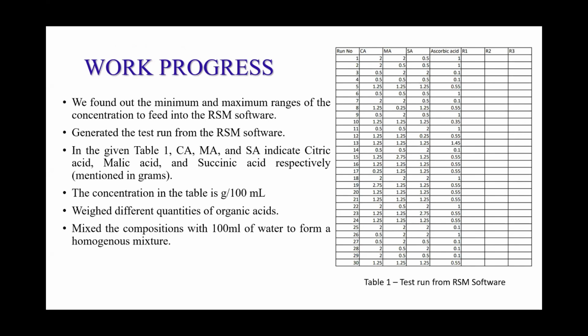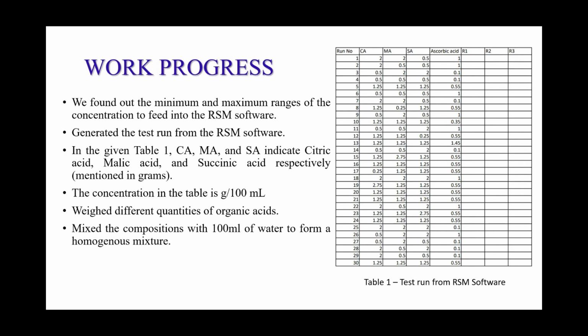Coming to the work progress, primarily we found the minimum and maximum ranges of the concentrations that we fed into the RSM software. Then the RSM software generated a test run of 30 samples in the given table. CS stands for citric acid, MS stands for malic acid, SS stands for succinic acid, and AA stands for ascorbic acid. R1, R2, R3 are the various responses, that is antimicrobial, antioxidant, and hemocompatibility.